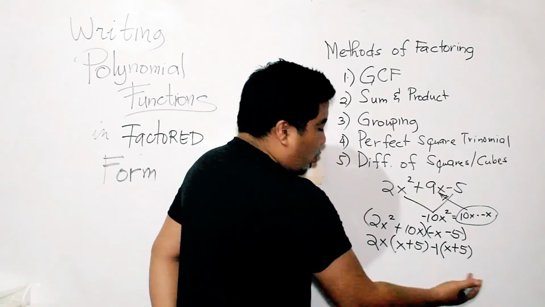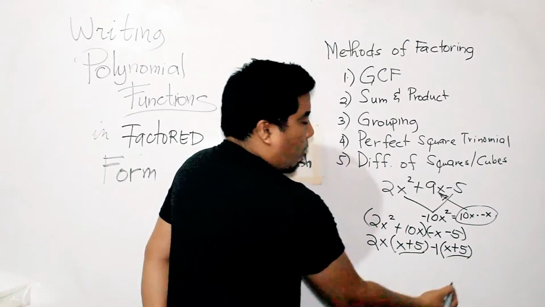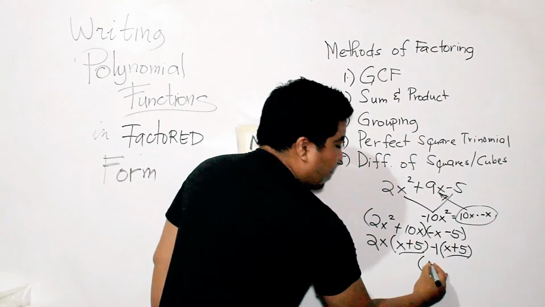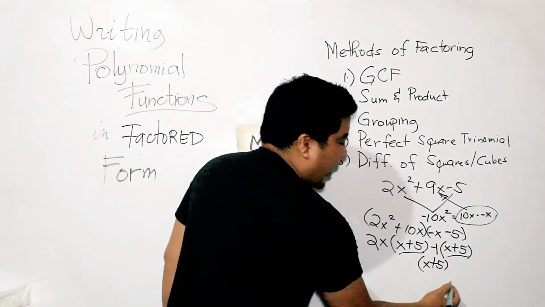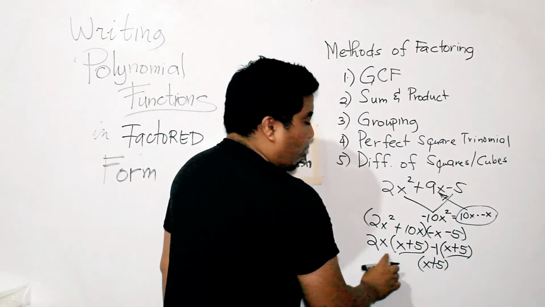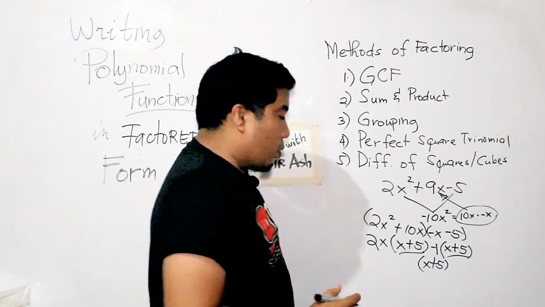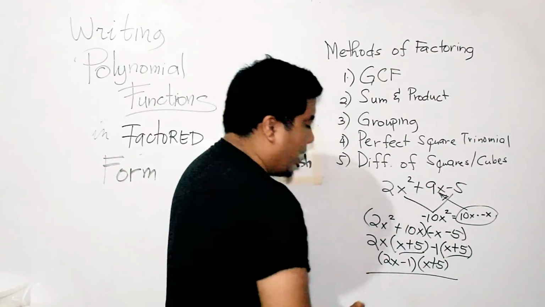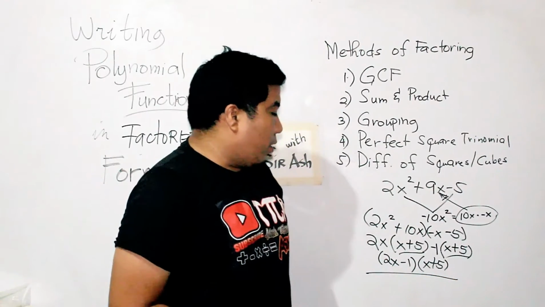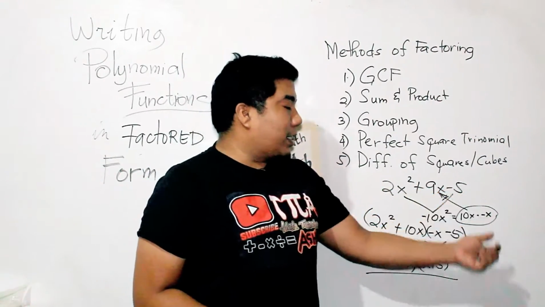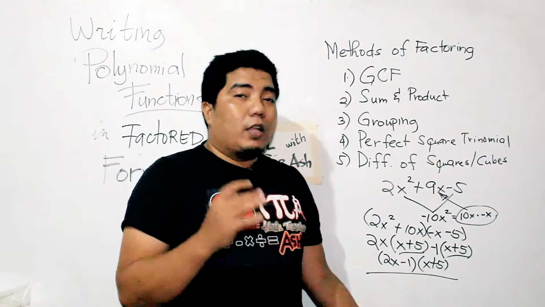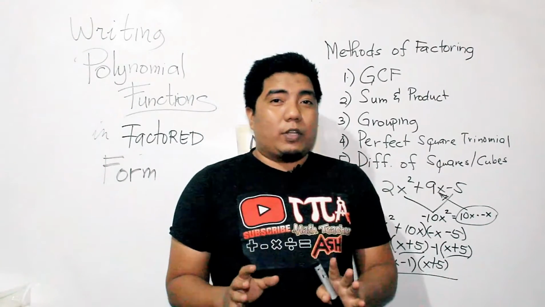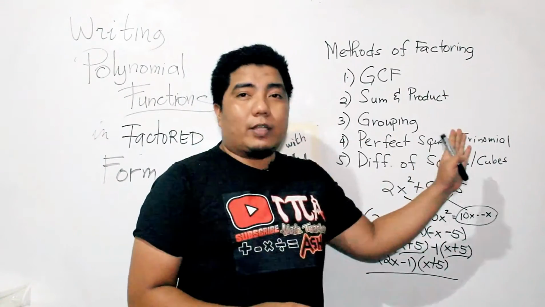Now, as you can see, in the two groups, the quantities are the same. Therefore, you can take them as 1, that is x plus 5. And then you can get the outside factors into one quantity, and that is 2x minus 1. So, therefore, this is the factored form of 2x squared plus 9x minus 5 by the use of the grouping method. Easy, right? Now, let us go to our fourth way, that is perfect square trinomial.